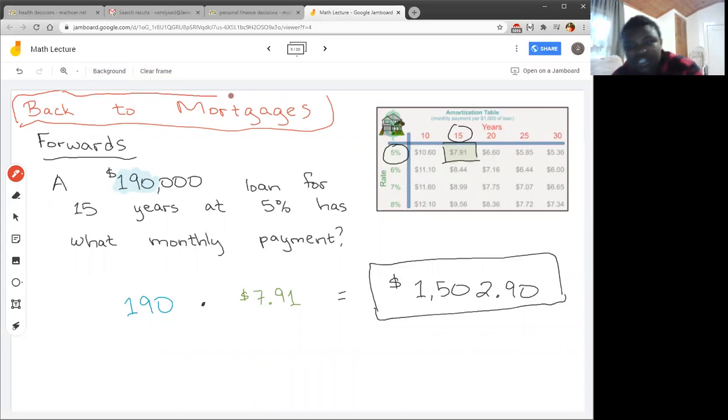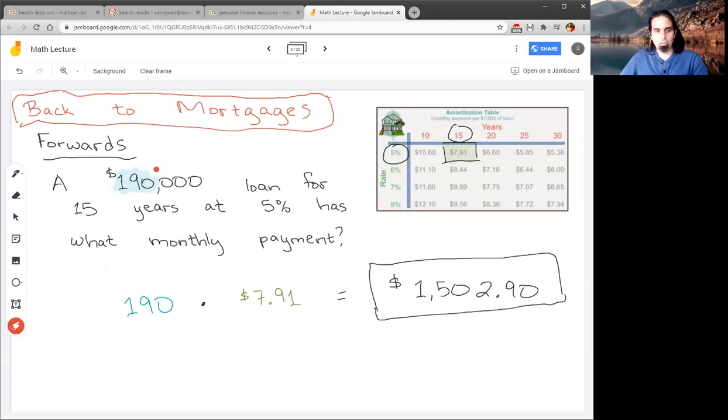So because they're doing 1,000 alone for the monthly payment, you're always going to pick just the numbers before the 1,000. Yep, just kind of peel off the 3 zeros. Okay.